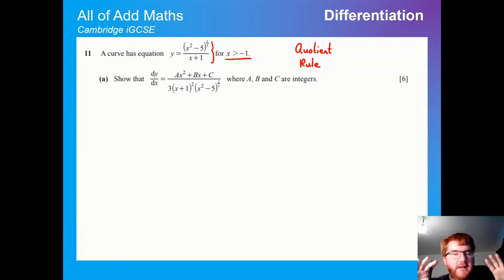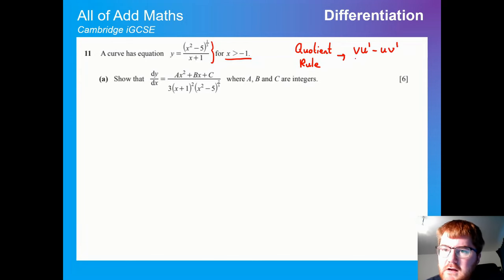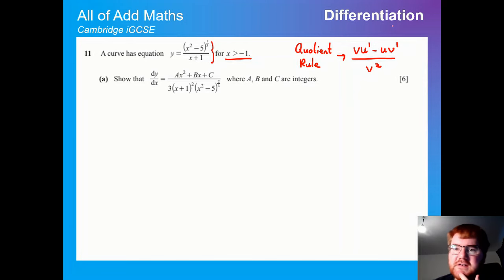In this particular short section of the video, I'll be going through chain rule and quotient rule quite a lot. Now, the quotient rule, I tend to remember this as vu dash minus uv dash over v squared. I use this kind of short notation where dash indicates the derivative. So the first thing I'm going to do here is identify my u and v. This top part is going to be u and the bottom part is going to be v.